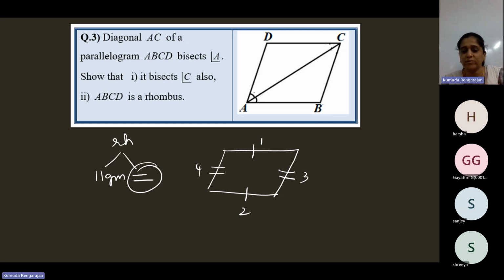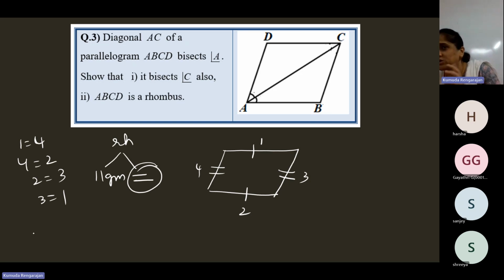For this, it is enough if you prove side 1 is equal to side 4, or 4 is equal to 2, or 2 is equal to 3, or 3 is equal to 1. Prove any two adjacent sides are equal. I'll show you why.